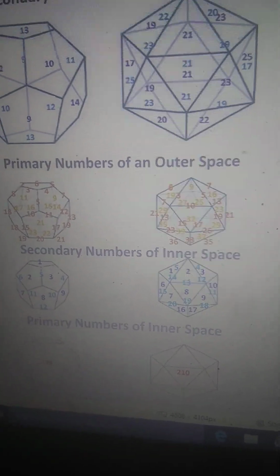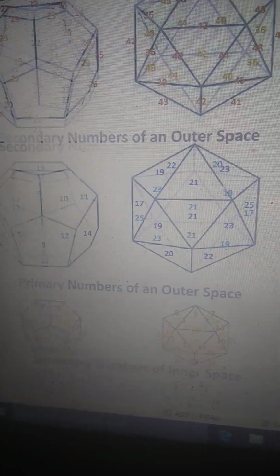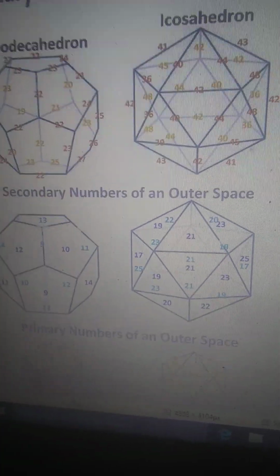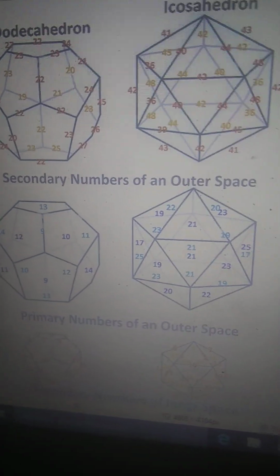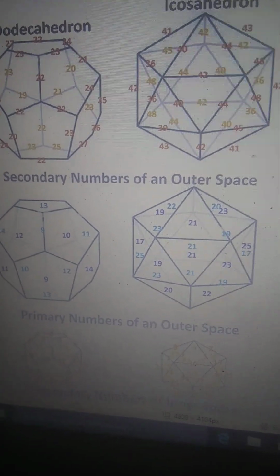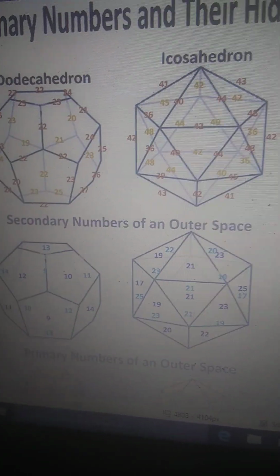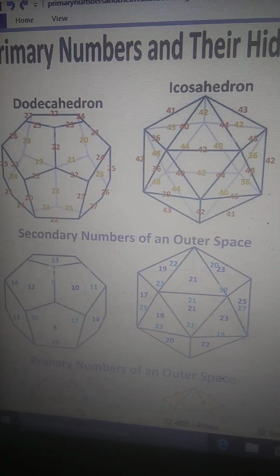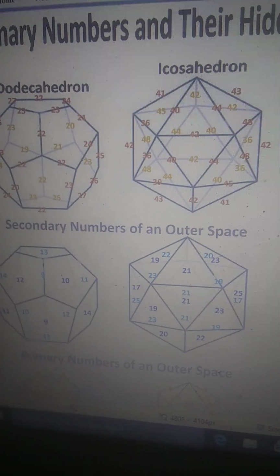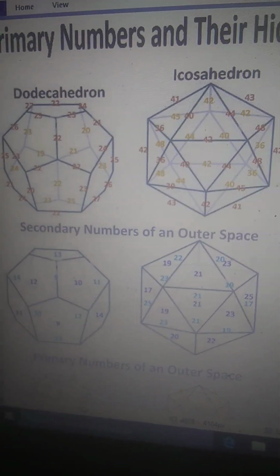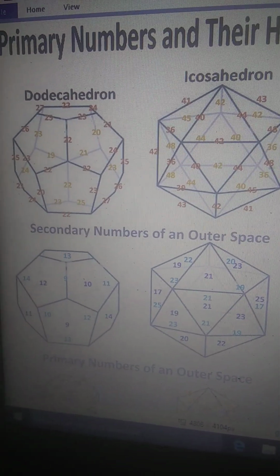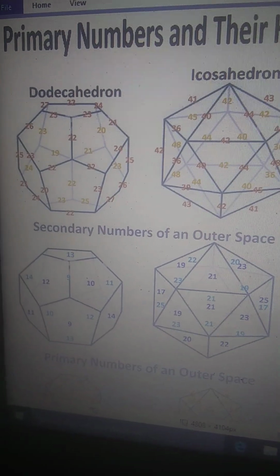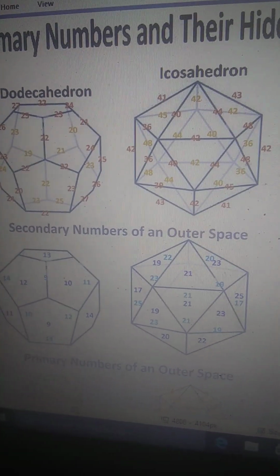The primary numbers of an outer space and the secondary numbers of an outer space, which again are the primary numbers added together at the edges of each face. And I'm on a quest now to figure out what the primary numbers themselves mean and what is their reason for being.